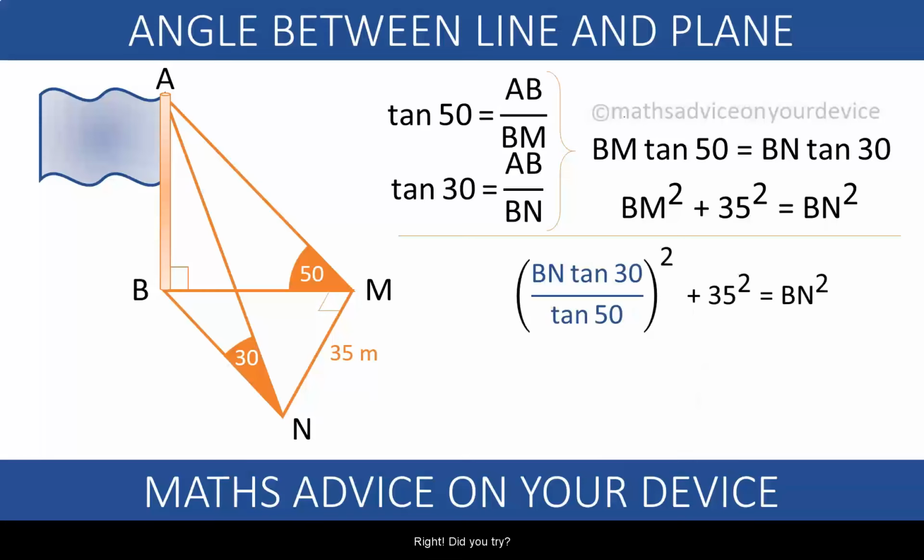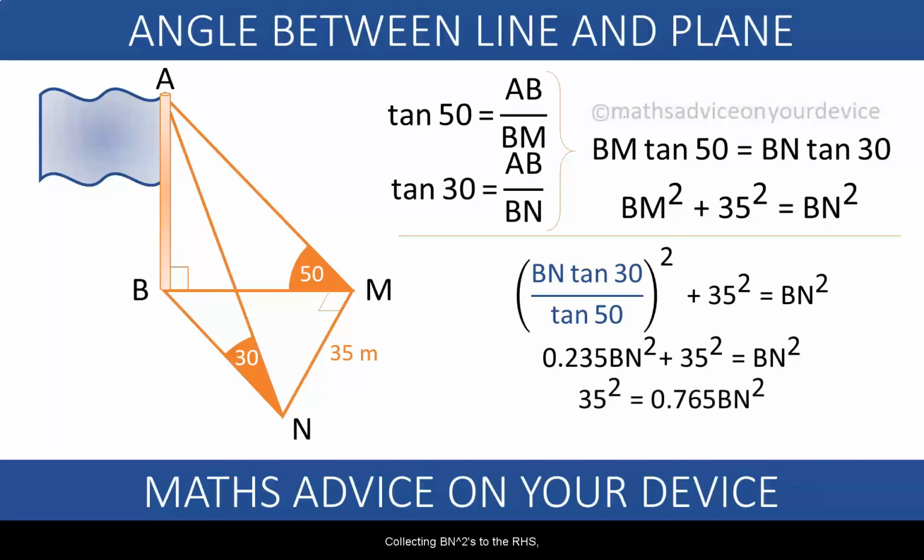Tangent of 30 over tangent of 50 squared is 0.235. Collecting BN squares to the right hand side, we end up with 1 minus 0.235 of them. So 0.765 BN squared equals 35 squared. BN is approximately 40 meters.